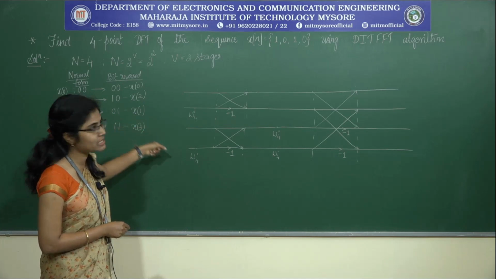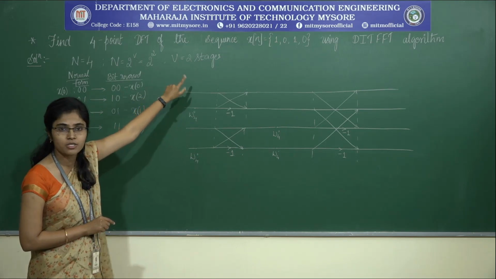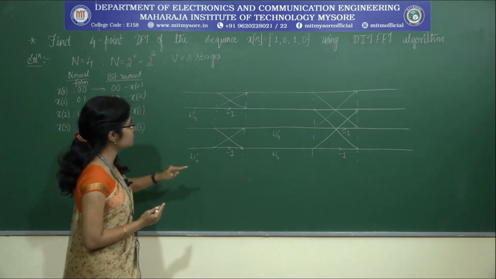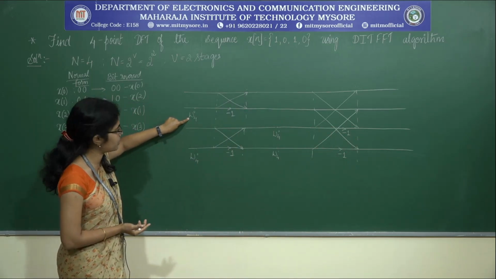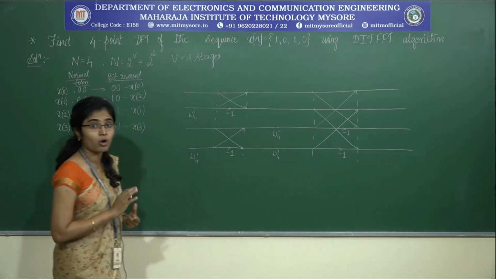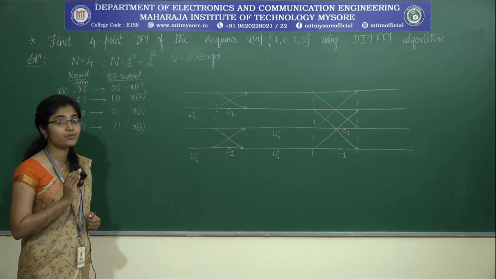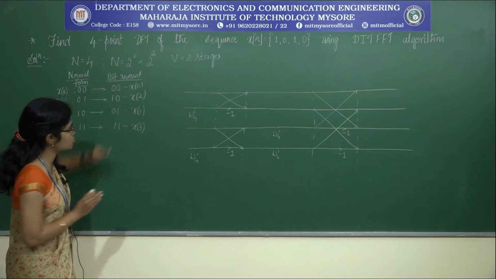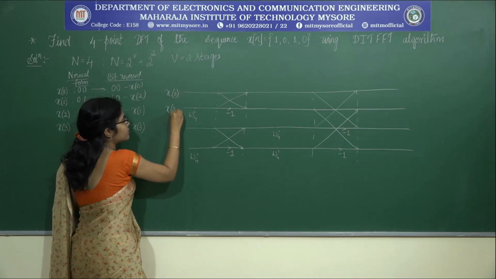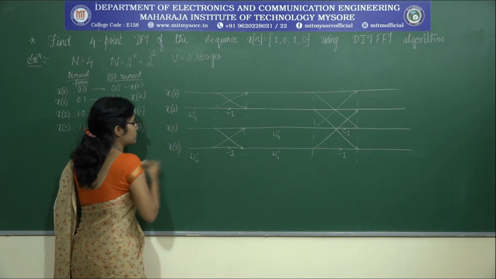If I draw the butterfly structure for the 4-point DFT, it looks like this. As we saw, it will have how many stages? 2 stages. So this is the first stage and this is the second stage. Since it is 4-point, I have written the value of the twiddle factor with respect to 4, and here also I have written it with respect to 4. Now we all know the input of the DIT FFT algorithm will be in bit reversed order, so it should be in this order. The first data will be x of 0, the second data will be x of 2, the third data will be x of 1, and the fourth data is x of 3.